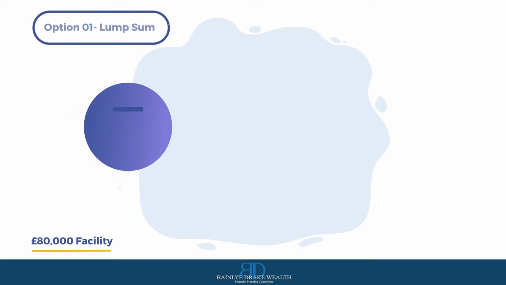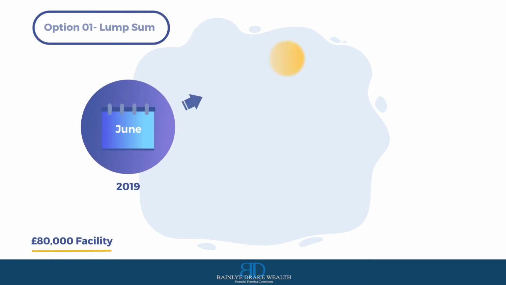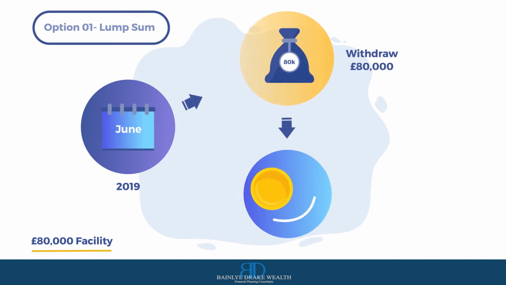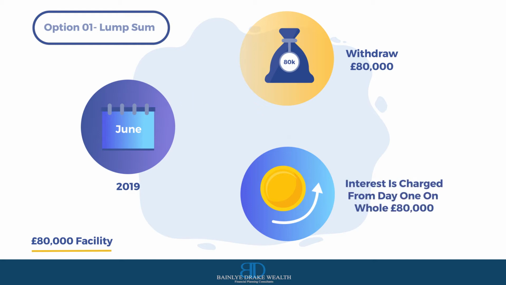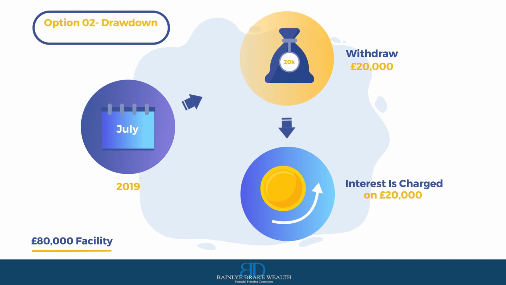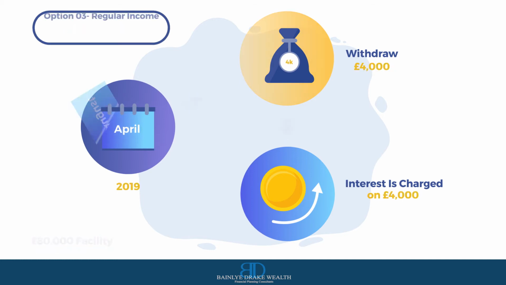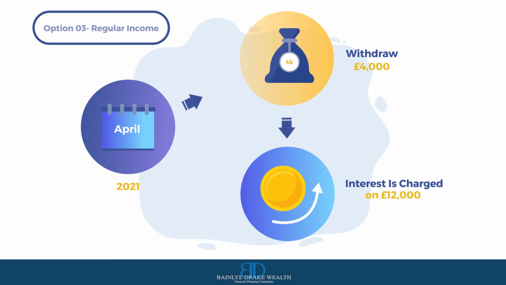There are various ways a lifetime mortgage can be structured. We can show this as an example on a loan size of £80,000. One is to take a lump sum up front, meaning interest is charged on the full amount from day one. The second way is to arrange a drawdown facility and to take a loan in stages as and when you need it. In this case, interest is only charged on the amounts you have drawn down. This can save money, as the undrawn parts do not have interest applied to them until they are drawn. The third option is to take your lifetime mortgage in the form of a regular income, again with interest only being charged on the amounts released.